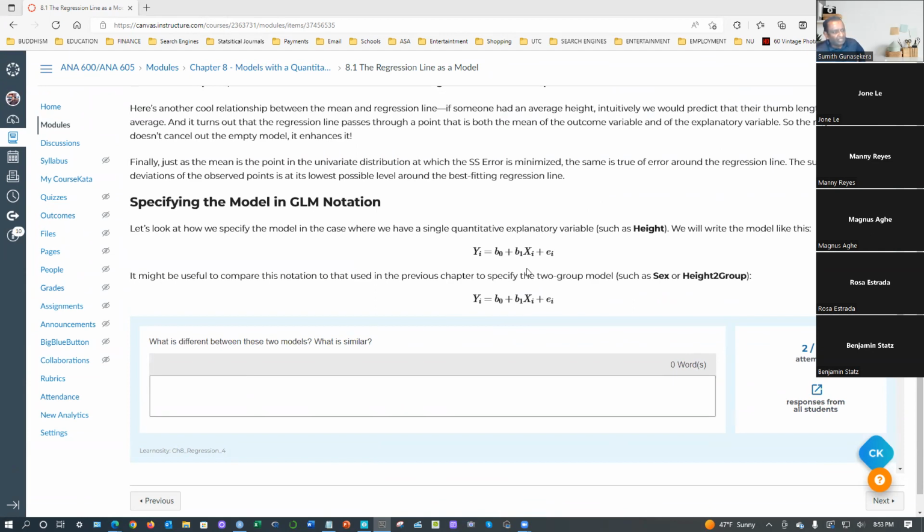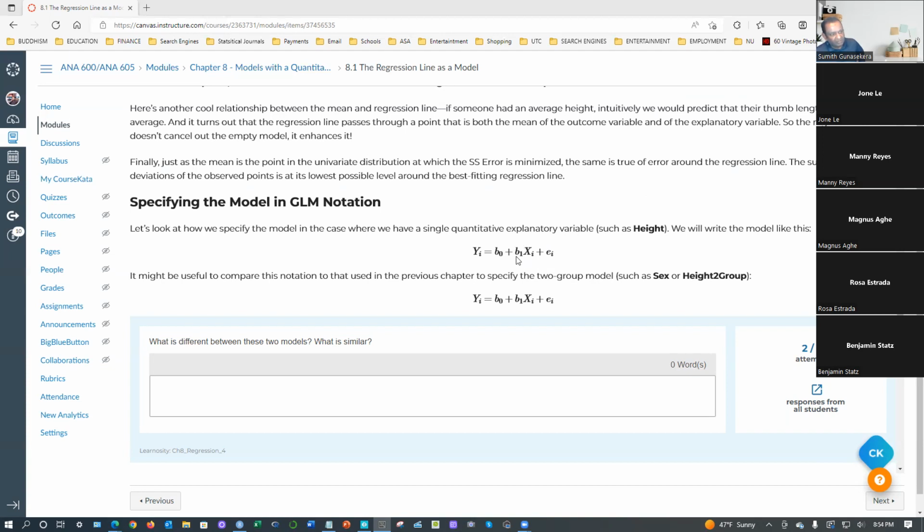This is not a dummy variable this time. This is height. This is thumb length. This is the intercept, which means what is the thumb length when the height x is 0? And this is the average rate of change of thumb length with respect to height. For a 1 unit increment in height, how much the thumb length has increased. It's called the slope. It's called the marginal value.